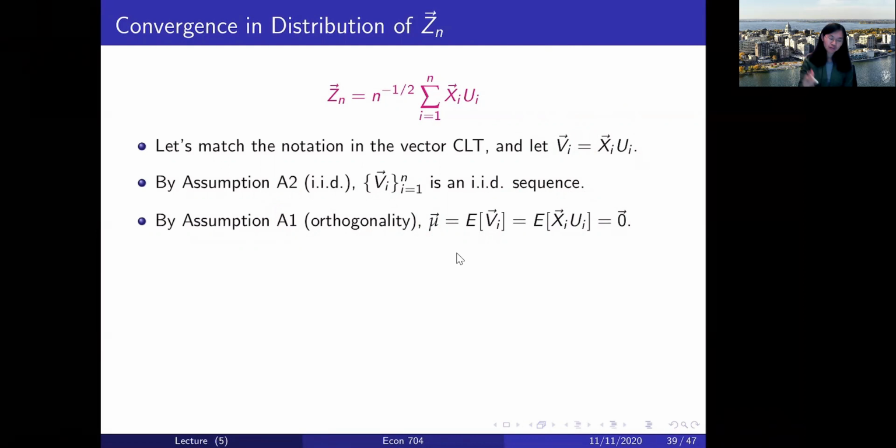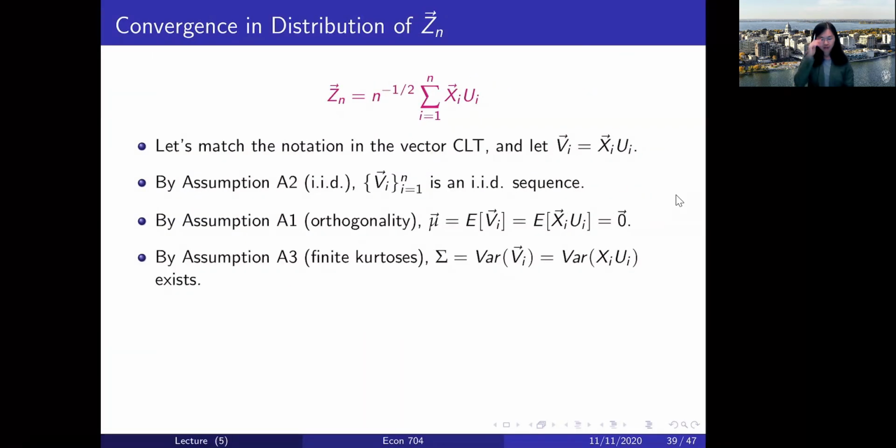Now, you have two conditions required for the vector central limit theorem to hold. You also want the finite variance assumption. So the variance of vi vector equals the variance of xi vector times ui. This is guaranteed by the finite kurtosis assumption, assumption A3. And for those of you who want to know why this guarantees this assumption, I will just show you a very brief derivation of it.